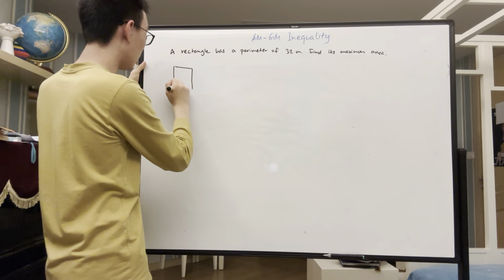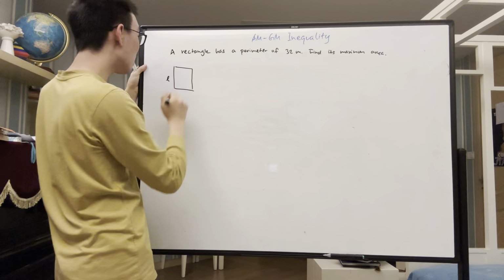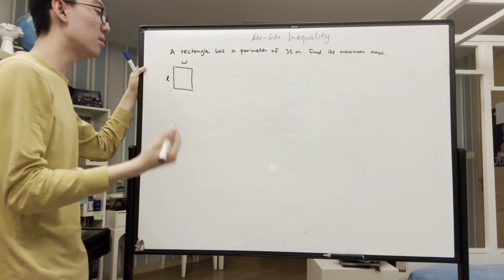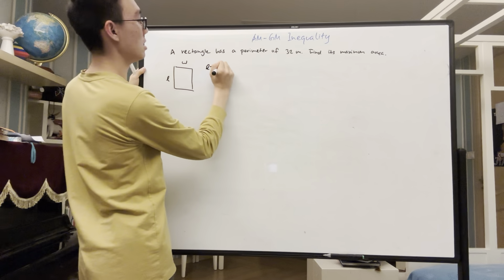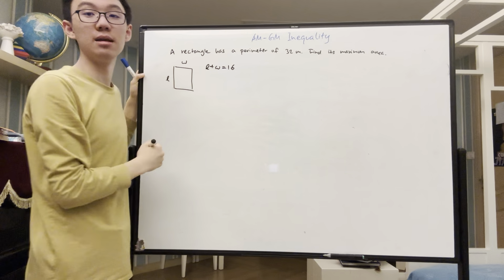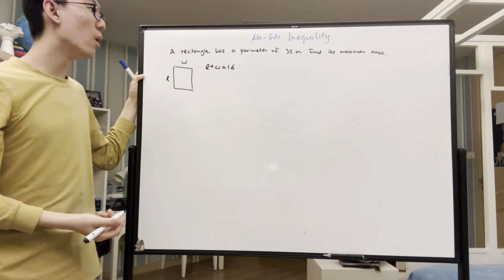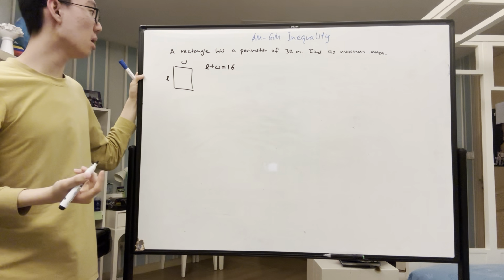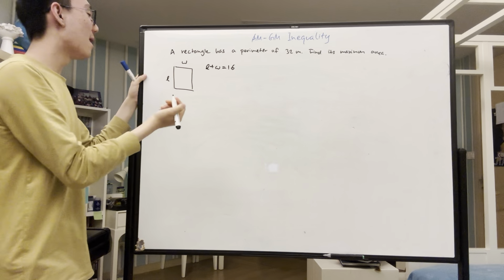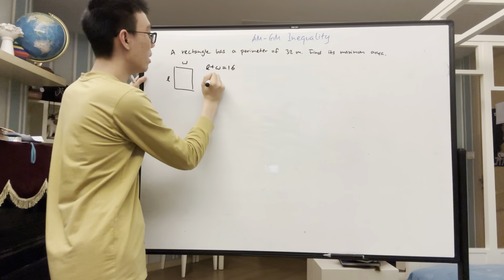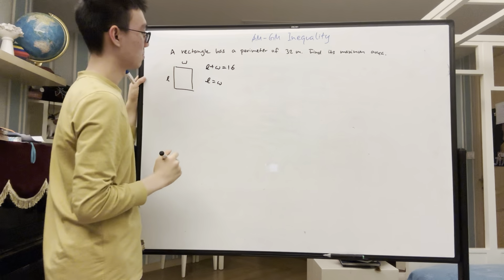So this is our rectangle. It has length L, it has width W, and has a perimeter of 32 meters, meaning that L plus W is equal to 16. Well, what would be its maximum area? From our knowledge, we know that the maximum area will happen when the length is equal to the width.